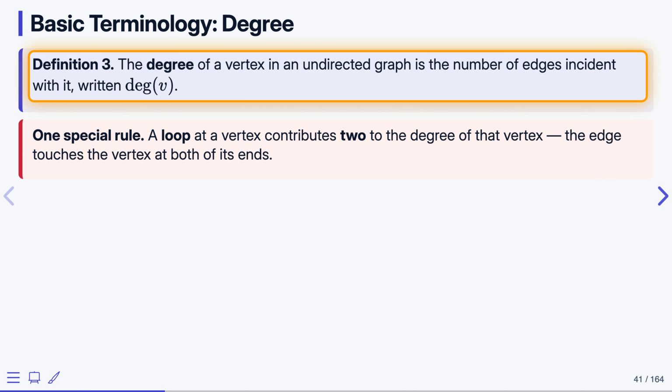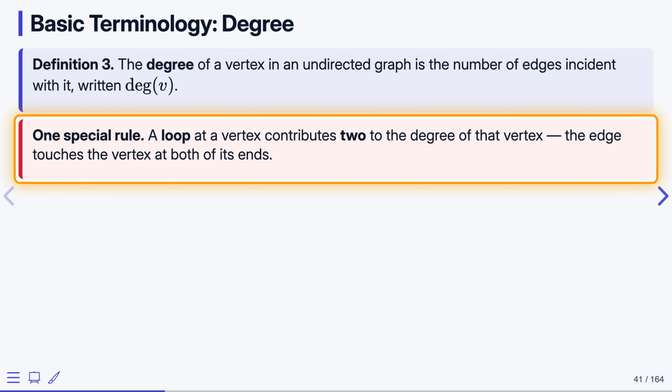Now the degree. The degree of a vertex is how many edges touch it. We write it as deg(v). There is one special rule, and it catches people out every time. A loop is an edge from a vertex back to itself. It touches that vertex at both of its ends. So a loop counts as 2, not 1. Remember that rule for the next few slides.